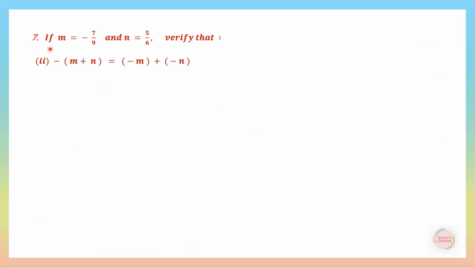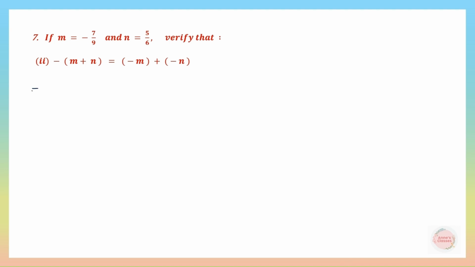Question 7. It's the same question. Under that, the second part: minus (m plus n) is equal to (minus m) plus (minus n). So we're going to substitute values and we have to verify that both the left hand side and the right hand side are equal. So here let's substitute the values for m and n.